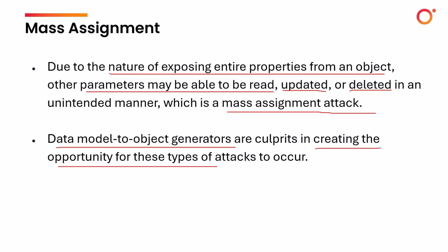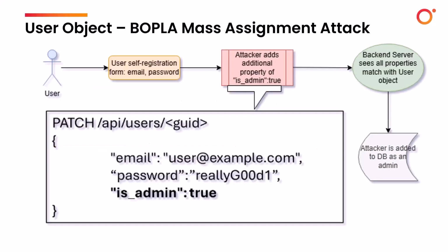In essence, attackers can craft malicious HTTP requests to include additional fields in the data payload that are not supposed to be modifiable by a user, but because the entire object is exposed, it becomes vulnerable to a mass assignment attack. Let's look at an illustrated example. So here we have our user. They're using a self-registration form that asks for an email and a password. However, the attacker makes a guess that there may be an additional property of isAdmin. Now, maybe it's not isAdmin, maybe it's role or something similar.